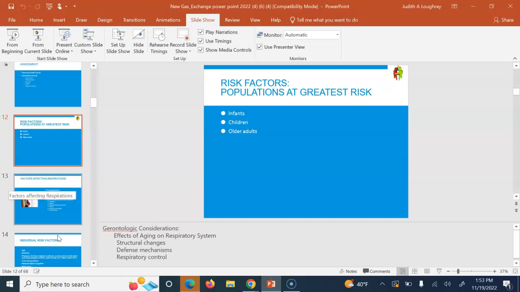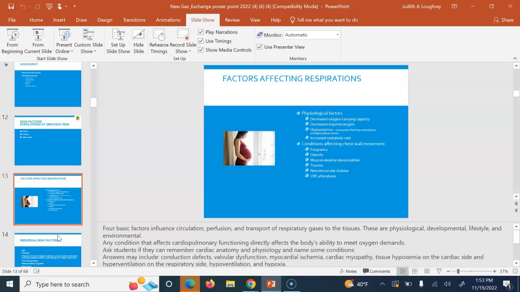So other factors affecting respiration, physiological factors, could be decreased oxygen carrying capacity, decreased inspired oxygen, hypovolemia, so extracellular fluid loss or reduced circulating blood volume, which can affect breathing and your gas exchange, or increased metabolic rate. Also, conditions affecting chest wall movement, such as pregnancy, obesity, musculoskeletal abnormalities, trauma, neuromuscular diseases, and central nervous system alterations.